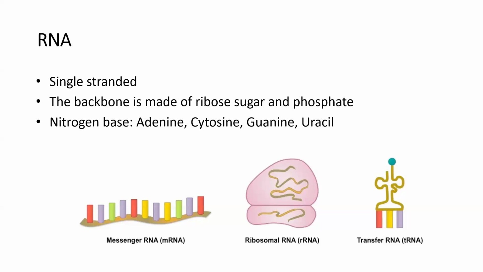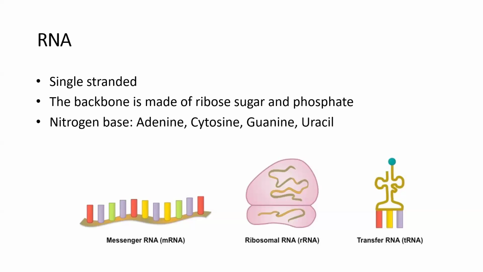DNA is double-stranded, okay? But RNA is single-stranded. Just one side of it. The backbone is also sugar phosphate, but like I said, it's a different kind of sugar, right? Ribose as opposed to deoxyribose.